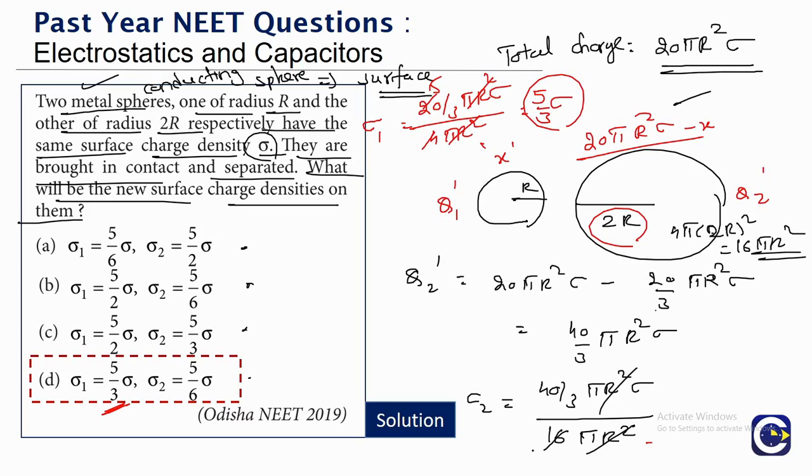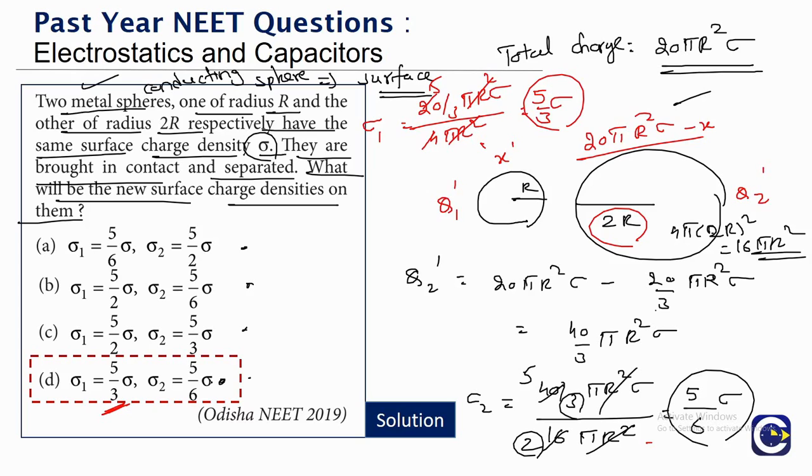Pi r square is cancelled. 8 2s are 8, 5s are 5. So in the denominator there is already a 2 and one more 3 will come. What is it? 5 by 3 into 2 means 6. You can check it. What is the answer? 5 by 6 into sigma.